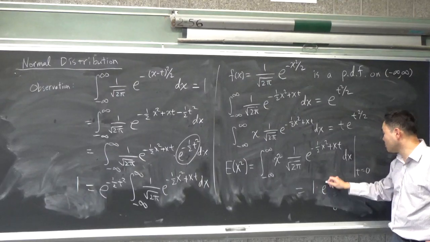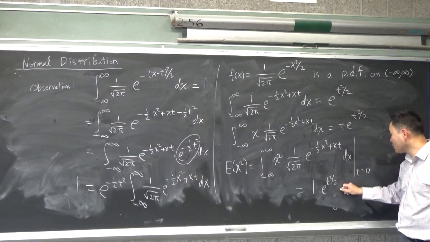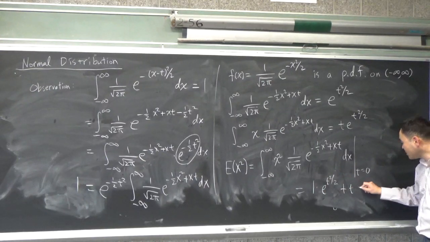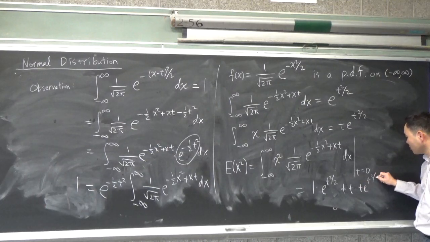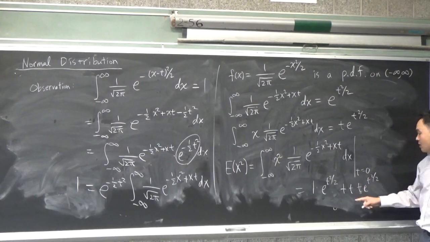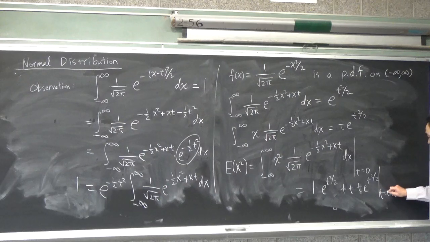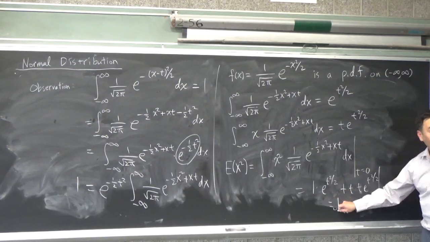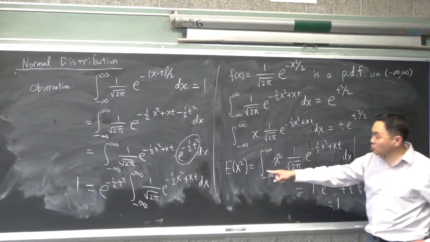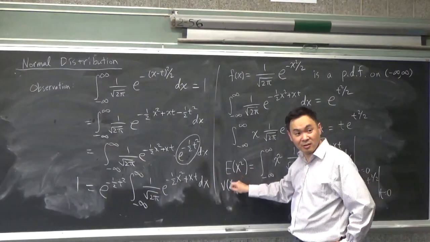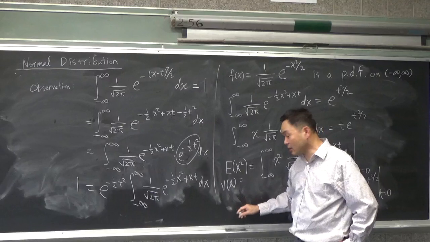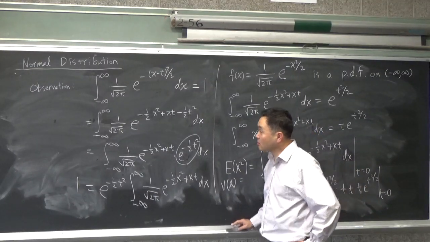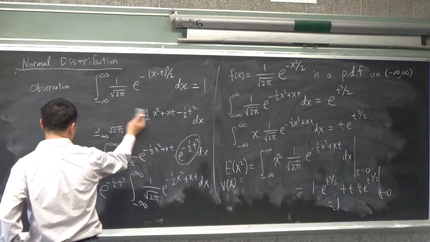It's 1 times e to the t squared over 2 plus t times e to the t squared over 2. And then you have to plug in t equals 0. Okay, now look. You plug in 0, what happens to this? 0. What about this one? 1. But what was this again? This was our V of x. That was our variance. Okay? So the variance, here's what we just proved.